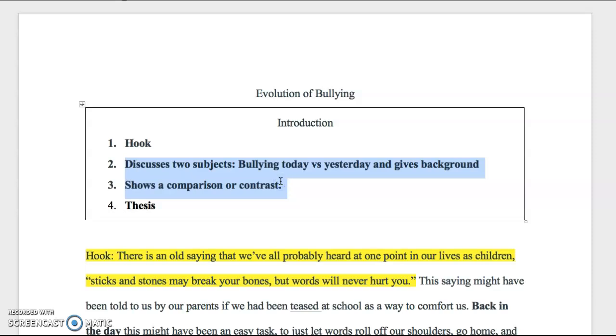So the subjects here are bullying today, and they're going to talk about physical bullying, which used to happen yesterday versus today's social media type of bullying. So you're looking at two subjects, what's going on today in bullying, what went on yesterday. And then you have to say whether it's a comparison or a contrast. Then you're going to put your thesis in. So let's go over just some of these points.